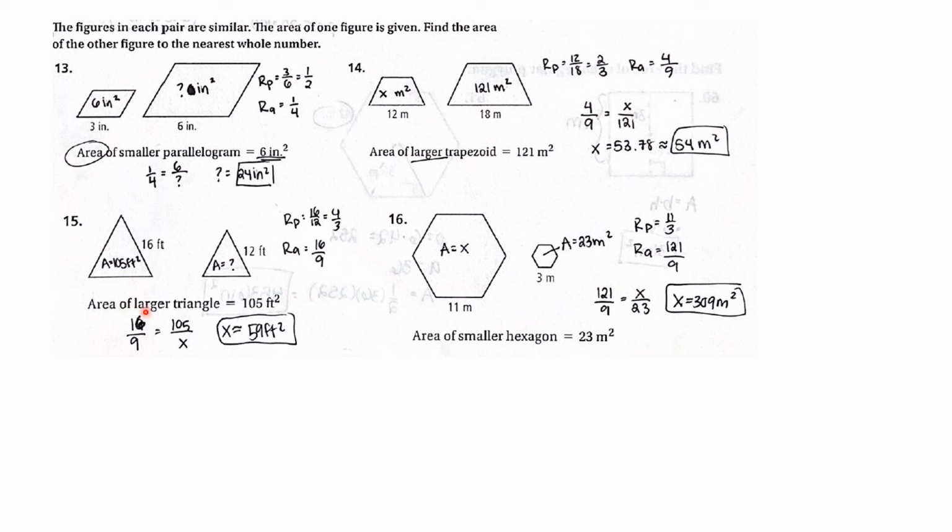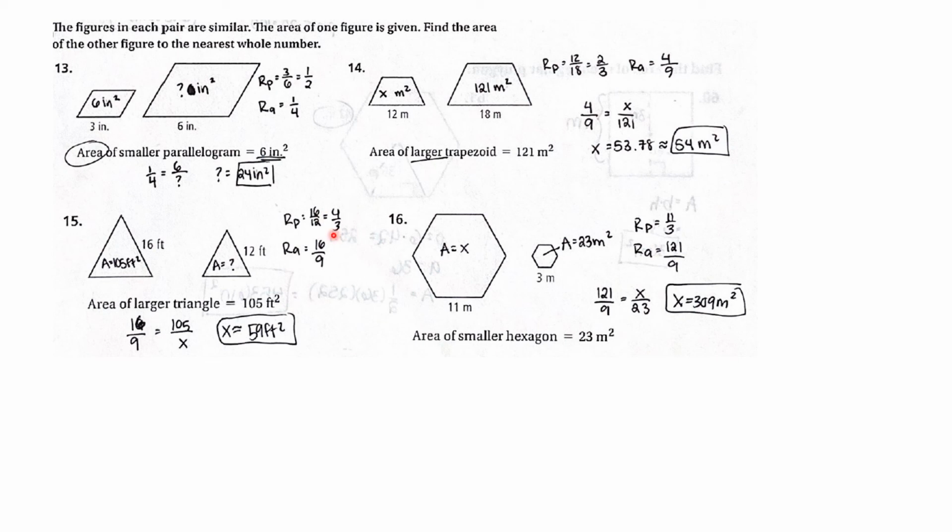On number 15, they tell us that the area of the larger triangle is 105 feet squared. And notice again that they give us side lengths, but we don't have any other side lengths. We don't have any angles. We don't have anything to figure out like approximate times perimeter or anything like that. So we're going to have to go to these area ratios here. So if my area here is 105 feet squared and I don't know this area, as usual, I'm going to find the ratio of the perimeters, which is going to be 4/3.